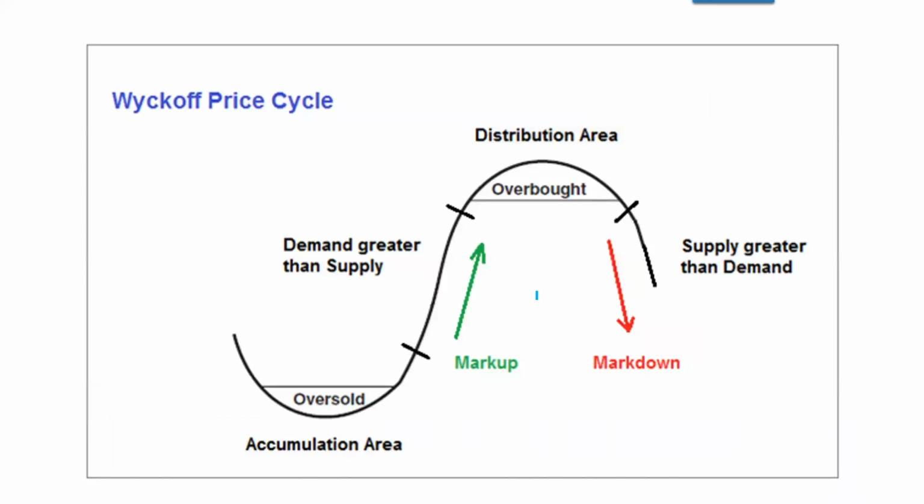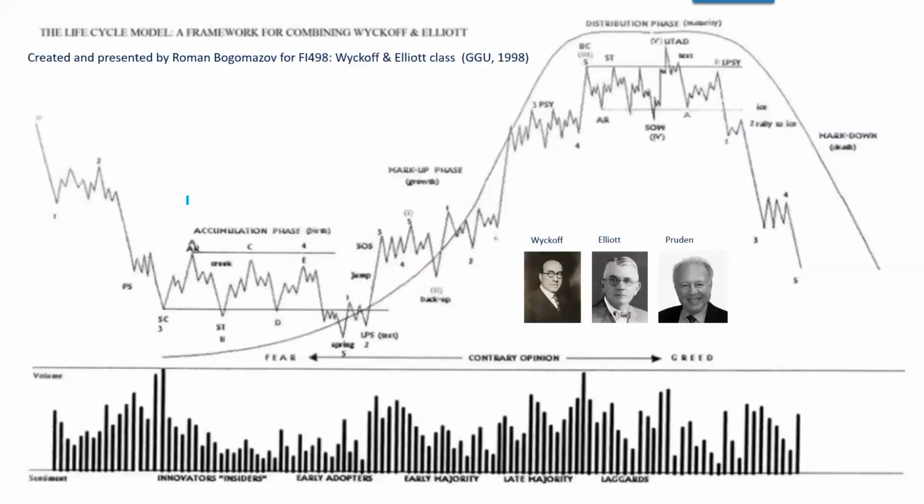Here is another cycle here. This is the Wyckoff price cycle. Here's the accumulation area, markup, distribution, markdown. This is the idea of supply and demand. Demand is greater than supply, you get a big markup. Supply is greater than demand, you get a big markdown. And this goes on endlessly, repeated over and over again.